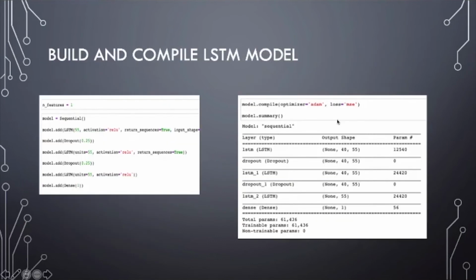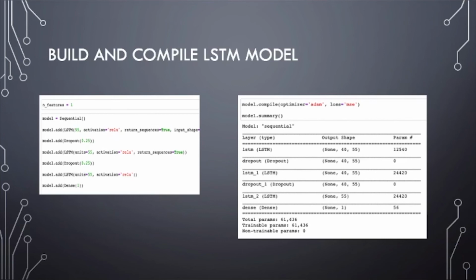After this, we're going to build and compile our long short-term memory model. To do this, we're basically just setting the parameters and including what everything is. As you can see on the left, the number of features is going to be 1. We then will have to define the model, which is sequential, and then we're going to add LSTM layers.